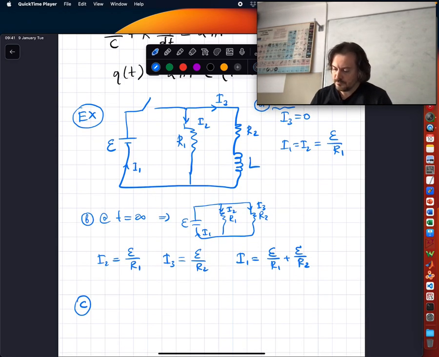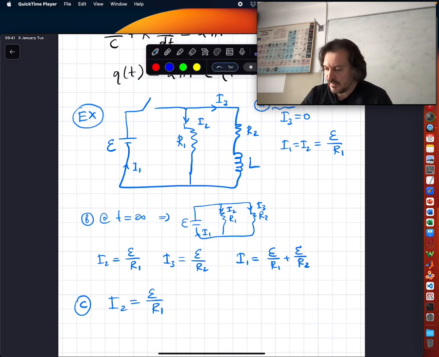Yes? In that case, you mean one after another. First of all, I2 is always E over R1. Do you agree with that? Yes? And if you look at this side, E supplies the voltage to this circuit over here. So you can just ignore this.